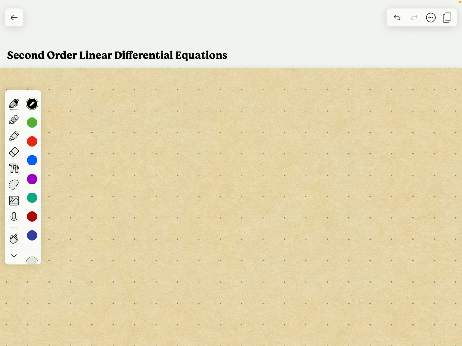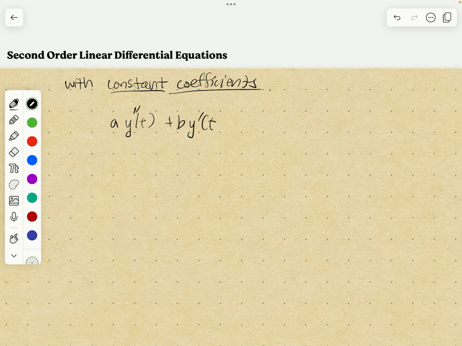Okay, in this video, we're going to talk about second order linear differential equations with constant coefficients. So that's going to be a differential equation of the form a times the second derivative of y of t, plus b times y prime plus c times y is 0.